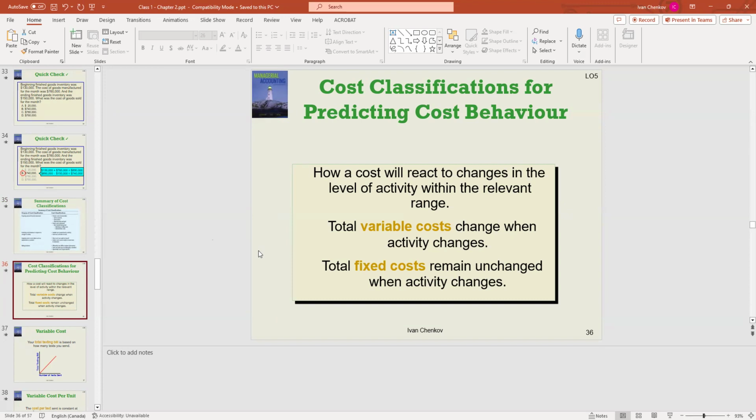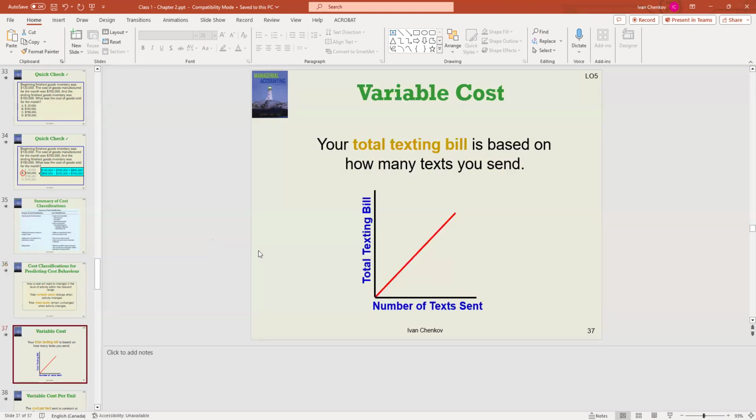Now, how the costs behave: they behave two ways, as a variable cost and as a fixed cost. Variable cost always changes with the level of activity. If we use it, we have to pay for it. If we don't use it, we don't have to pay for it. Fixed costs, on the other hand, remain unchanged when the activity changes. So let's see now. Let's use the variable cost first. For the variable cost, not texting, let's use something else. Let's use tomato.